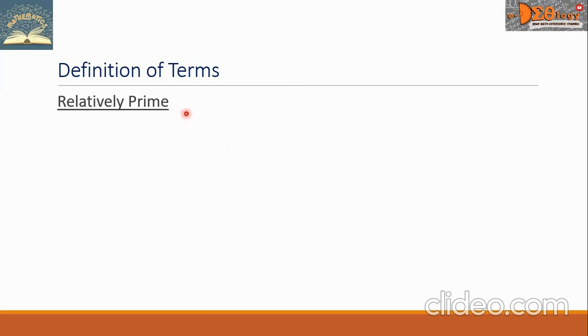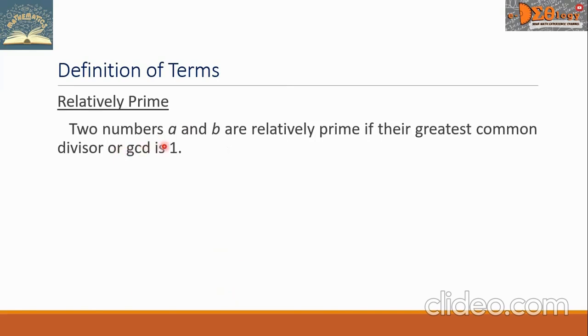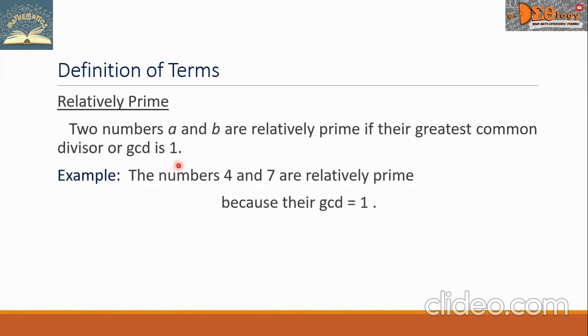Let us define relatively prime. Two numbers a and b are relatively prime if their greatest common divisor, or GCD, is 1. Example, the numbers 4 and 7 are relatively prime because their GCD equals 1.